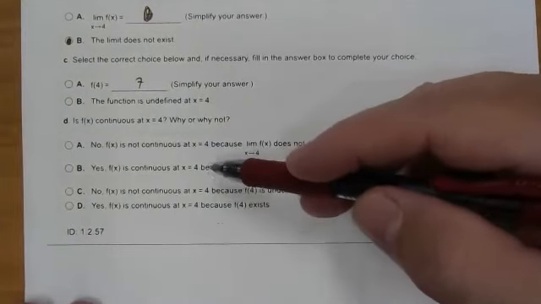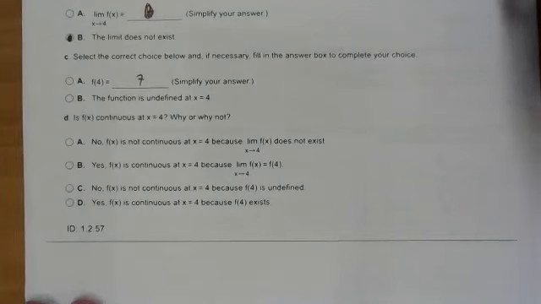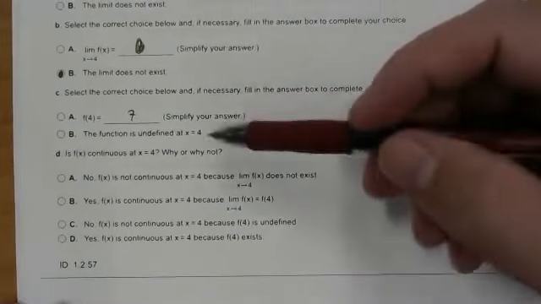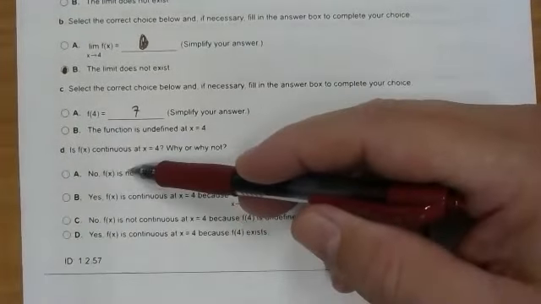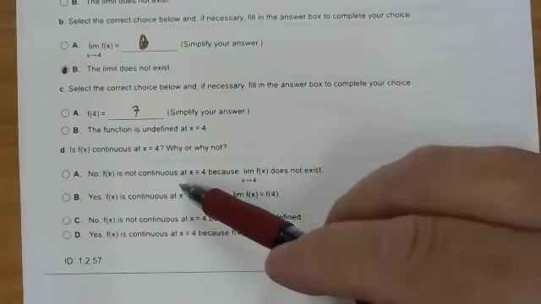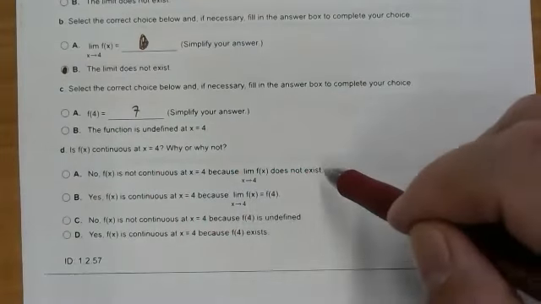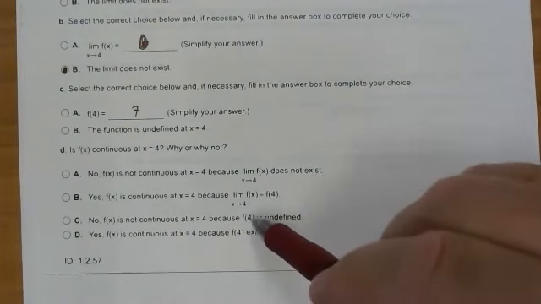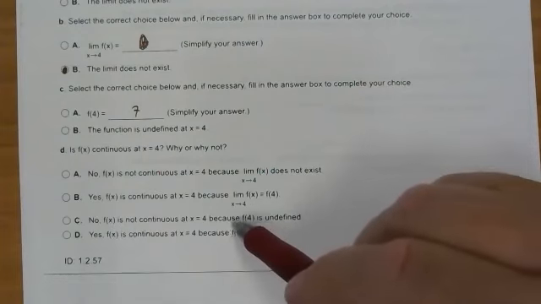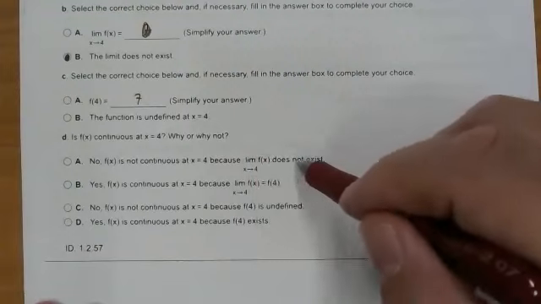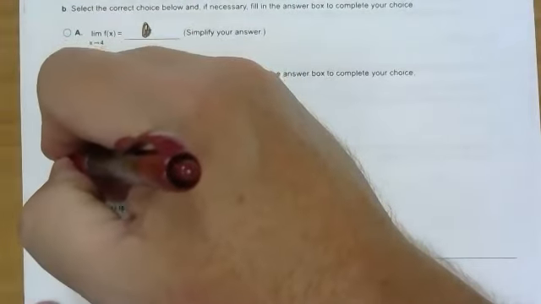Now, we answer this question, whether it's continuous or not, and we say no, it's not continuous. We know the answer is no, so it's got to be either A or C. A says, no, f of x is not continuous at 4 because the limit does not exist. That's true. Let's see what this one says. This one says f of 4 is undefined. It's not undefined. F of 4 equals 7, but the limit doesn't exist. So that's why this is the correct answer, A.